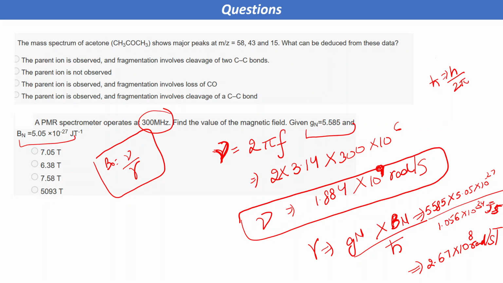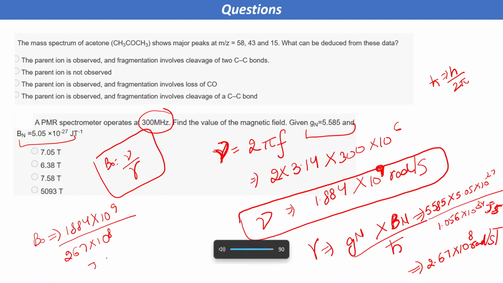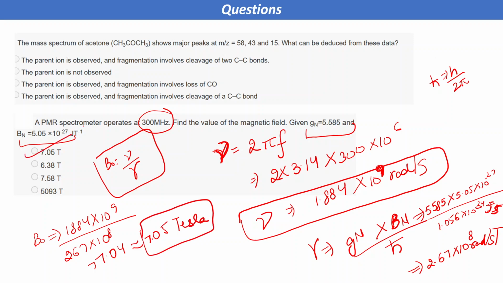So now you know the value of the frequency and the gyromagnetic ratio. To calculate the magnetic field strength, just divide these two values. The answer will be near about 7.04 something, so it will be approximately 7.05 Tesla. So the first option will be correct. Is it clear? You have to remember these three formulas.